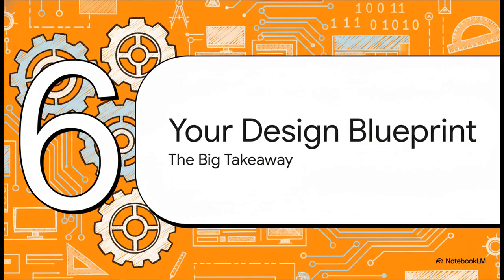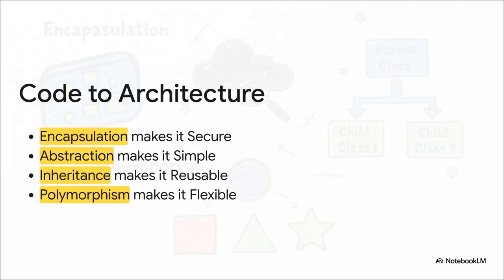So, what's the big takeaway here? What does all this mean for you when you sit down to write your next piece of software? Why should you even care about these pillars? Because honestly, using these pillars is a fundamental shift in how you think. You stop just writing code that solves the problem for today, and you start designing an architecture that's built to last, that can adapt to whatever comes tomorrow. Your software becomes secure because of encapsulation, simple to use because of abstraction, reusable because of inheritance, and super flexible because of polymorphism. You're not just a coder anymore, you're an engineer, an architect.